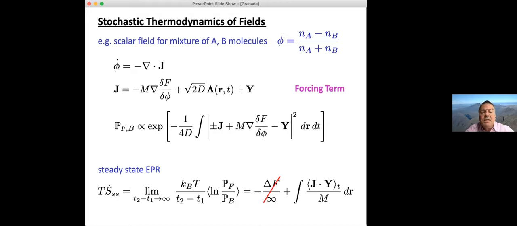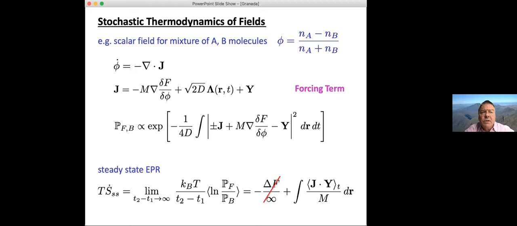And I'm left with a piece which is the analog of the XF term for a particle, which is the integral over space of the time average of J dot Y. So I get the actual current, take the dot product with the forcing term, divide it by the mobility in the J equation and integrate that over all space.